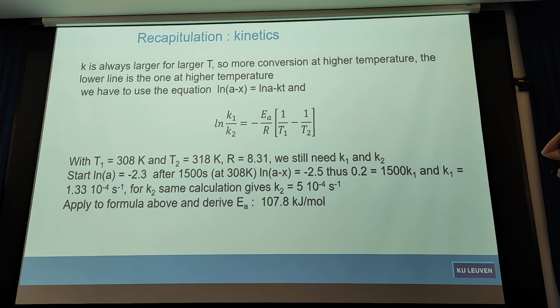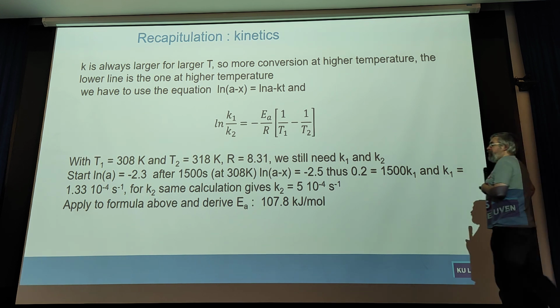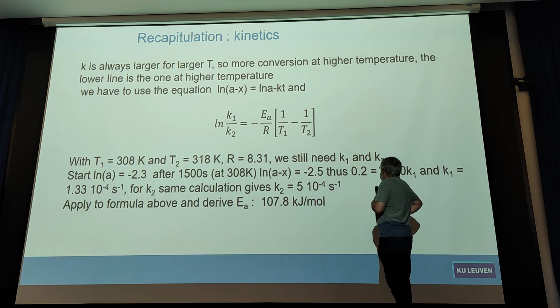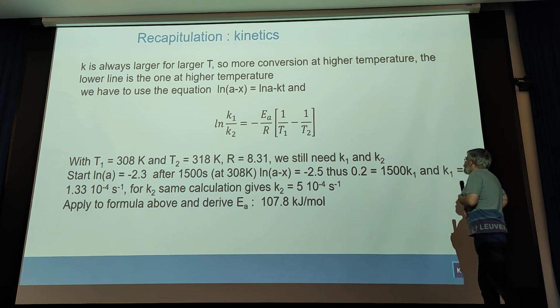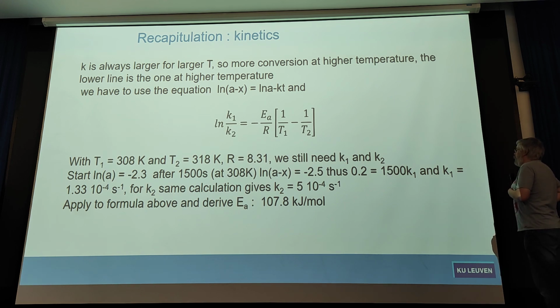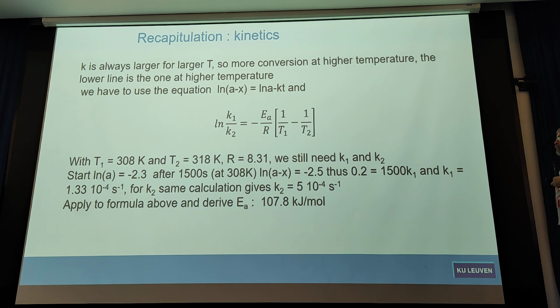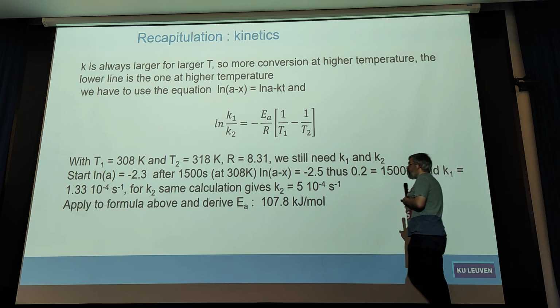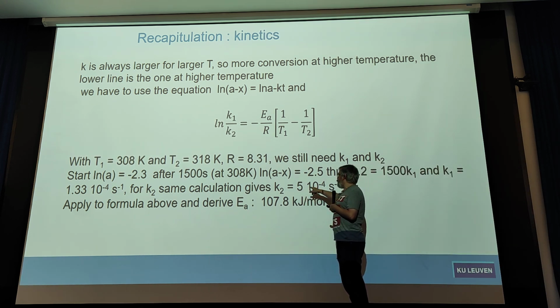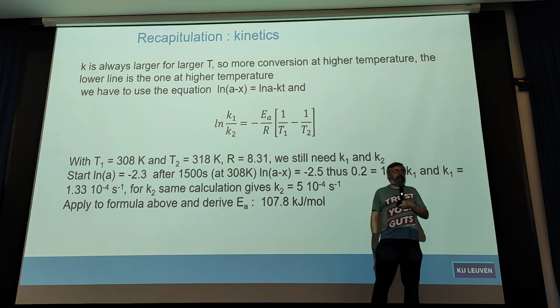So after 1500 seconds, that's the one at the colder temperature, and A minus X is 2.5. That's the value that it became. So that means 0.2 is 1500 K1. So K1 is 1.33 10 to the minus 4 per second. And you could do the same calculation for K2. And then you see that indeed this 10 degrees makes a lot of difference, because now it's not 1.33 but 5 10 to the minus 4 per second.